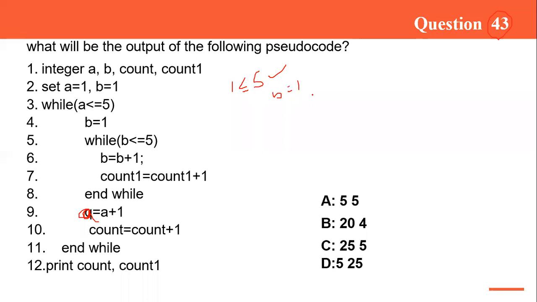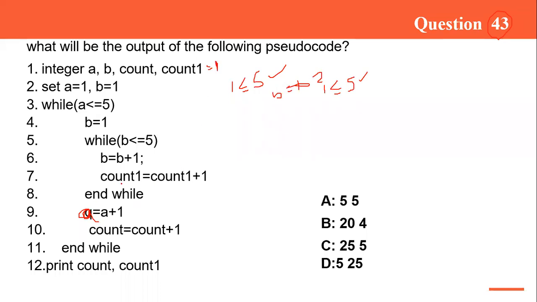And then B, 1 less than or equal to 5. Sorry, 1 less than or equal to 5, my mistake. True, enters inside. B is equal to B plus 1, so B will become 2. And count 1 is equal to count 1 plus 1. Count 1 was 0, that will become 1 now.